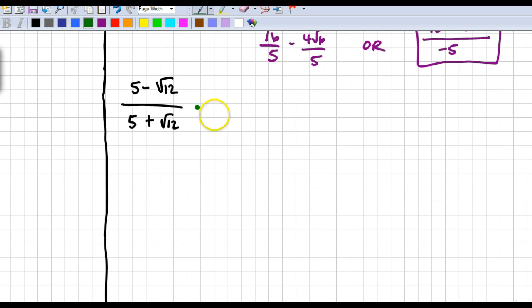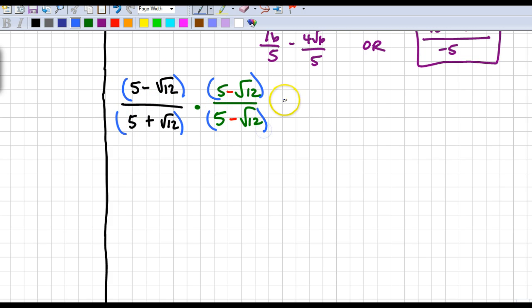So the conjugate that we want to use is 5 minus square root of 12, and it's the conjugate of the bottom. The bottom has a plus, so we're going to use minus. It has nothing to do with the fact that there's a minus on top. It's totally coincidence. Now we are going to need to do full FOIL on the top and only the F and the L of FOIL on the bottom.